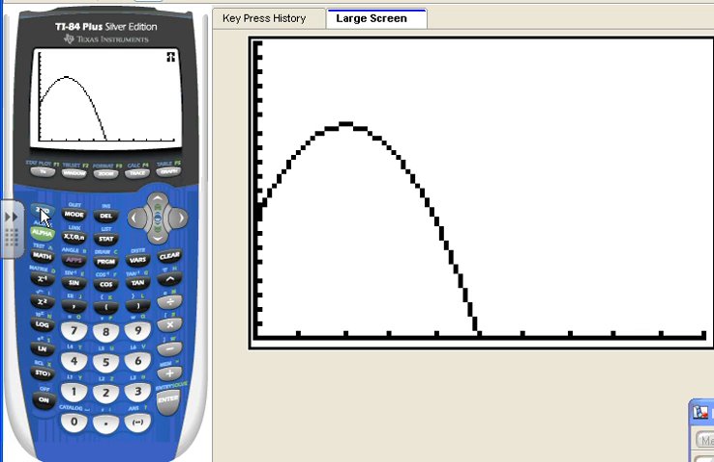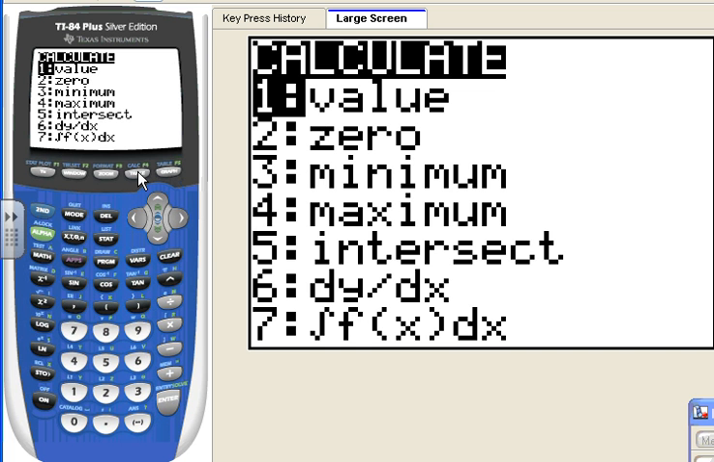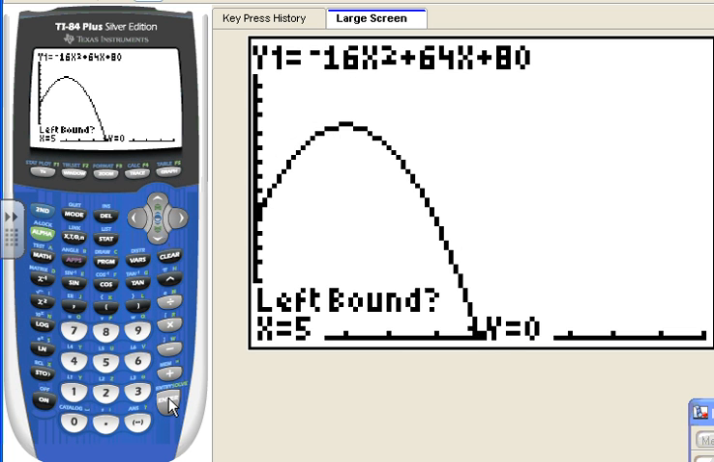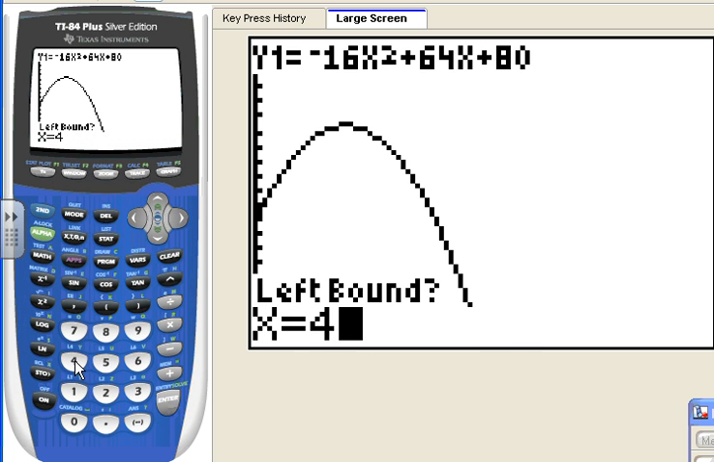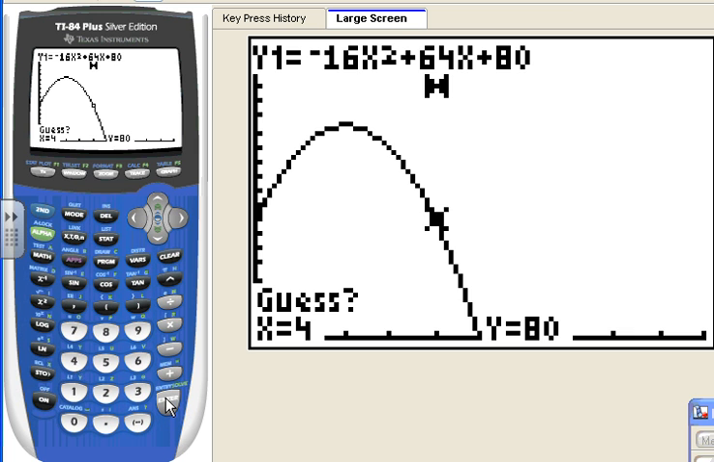So I'm going to press second and the trace key, which brings up my calc menu. And I want to find a zero of the function. So I'll select number 2. And again, it asks me to go left of it. Well, left of that point would probably be around 4 seconds. Let's do that again.